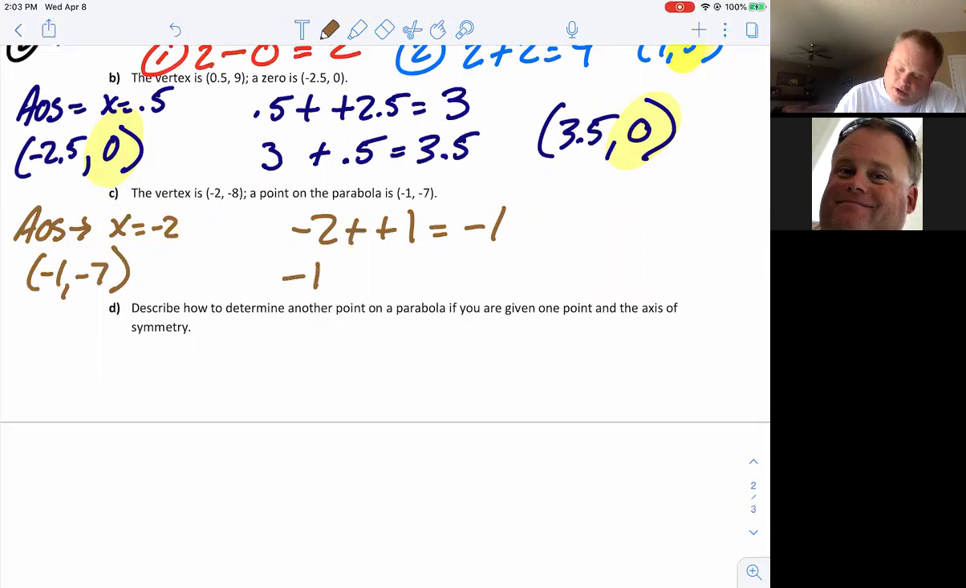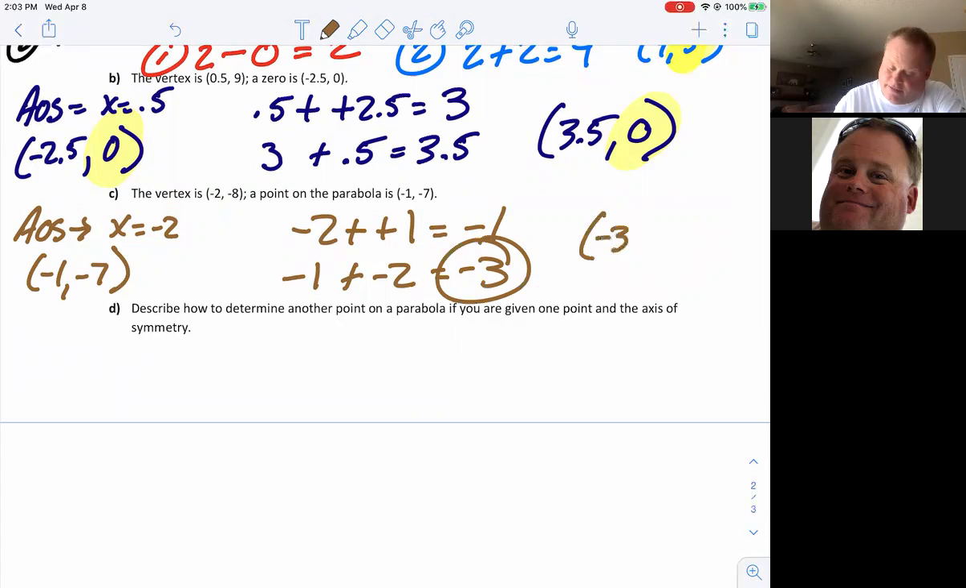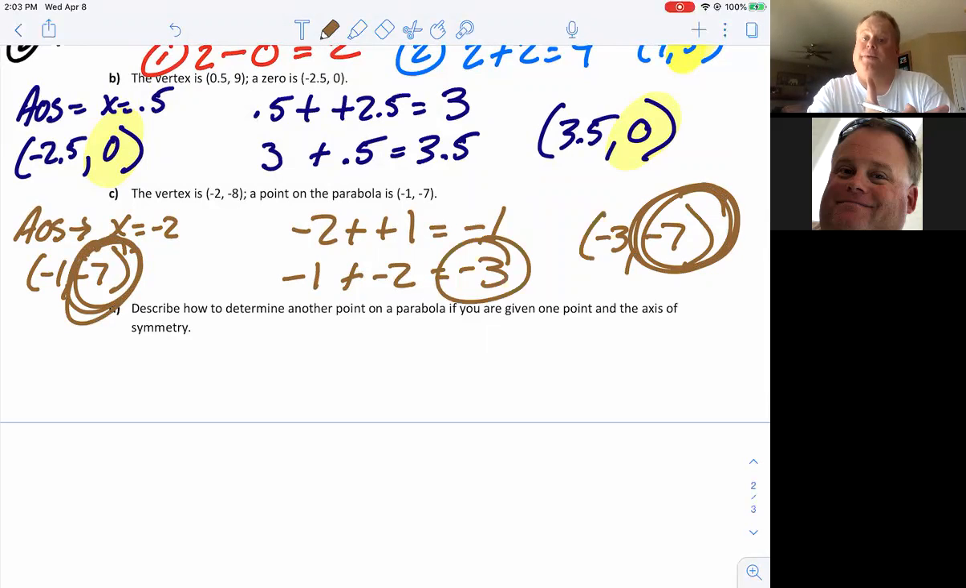Add that -1 plus the -2, right? I got to add them together, that's what it says. Now they're both negatives. Well, that makes it really nice and easy because I can add two negatives. That becomes -3. So my point on the graph is going to be at -3. And what do you think the y value is going to be? Well, if you said -7 in your head, you're absolutely correct, because it has to match the y value from the point we're using, because this is a symmetric point across from it.